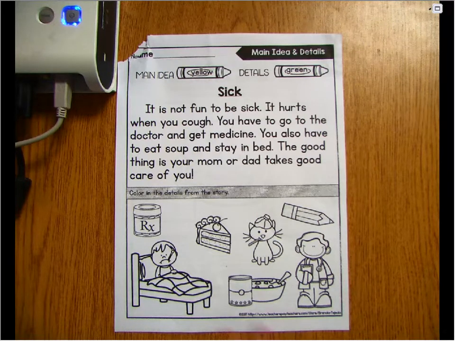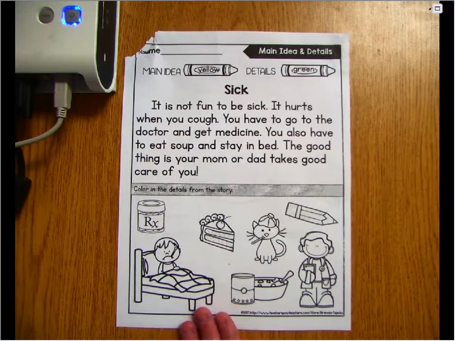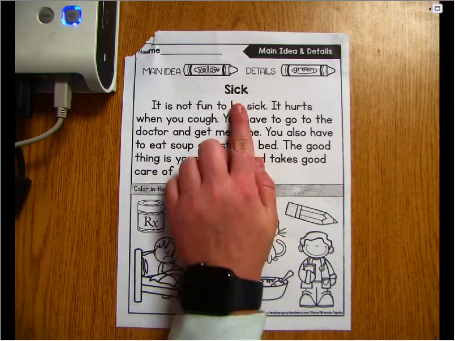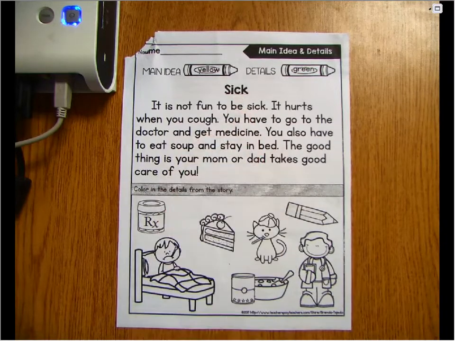You're going to find this paper that we're going to be doing today. Our story is called Sick, and you're also going to want to get out a yellow marker, highlighter, pencil, whatever you have, and then a green as well, because we're going to be highlighting the main idea in yellow and the details in green. Whenever you have those ready, I'm going to read the story to you, and then we're going to be finding the main idea and key details in this story.